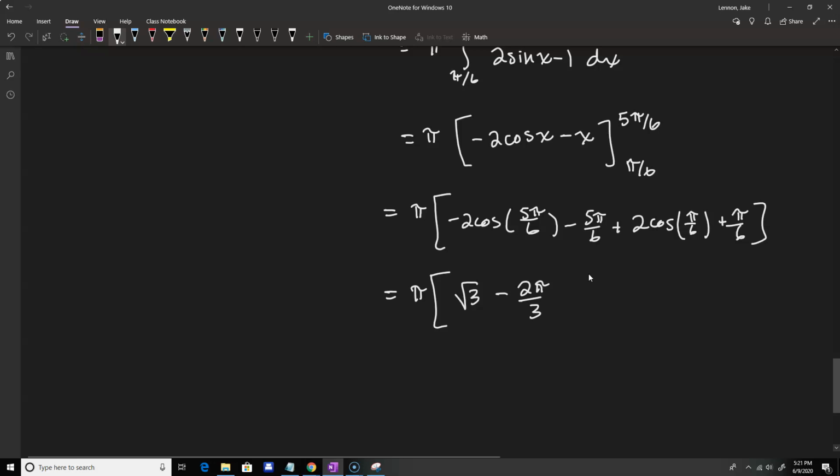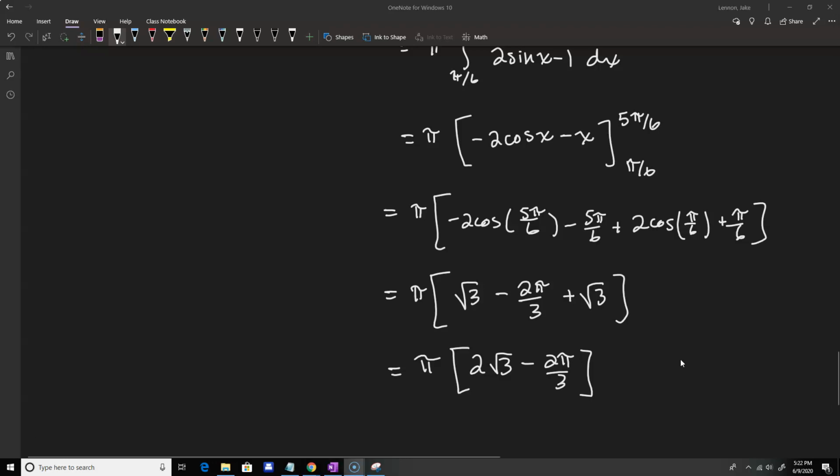Cosine pi over 6 is also going to be radical 3 over 2 times the 2, which is just going to give us a plus a radical 3. So I don't know exactly how they want us to write this, but basically I'm getting pi times 2 square root 3 minus 2 pi over 3. Probably maybe they would get a common denominator. If you would get a common denominator, you just put everything over 3 and distribute the pi.